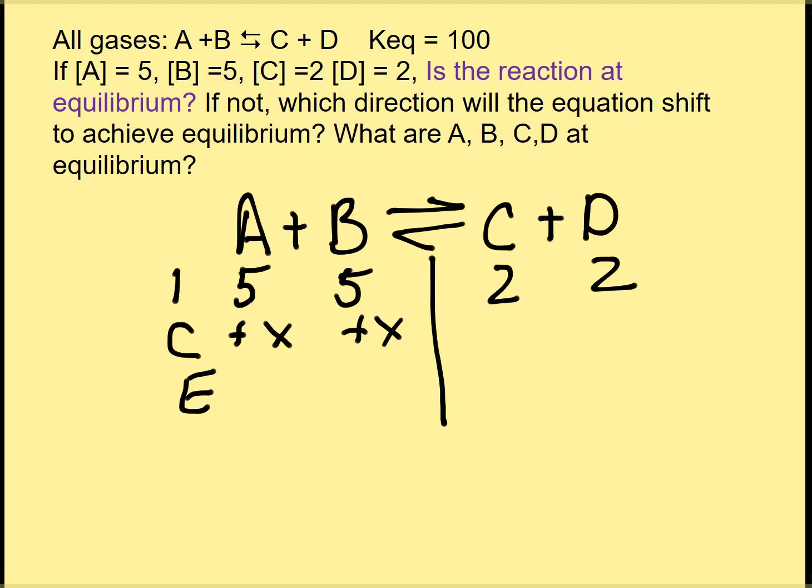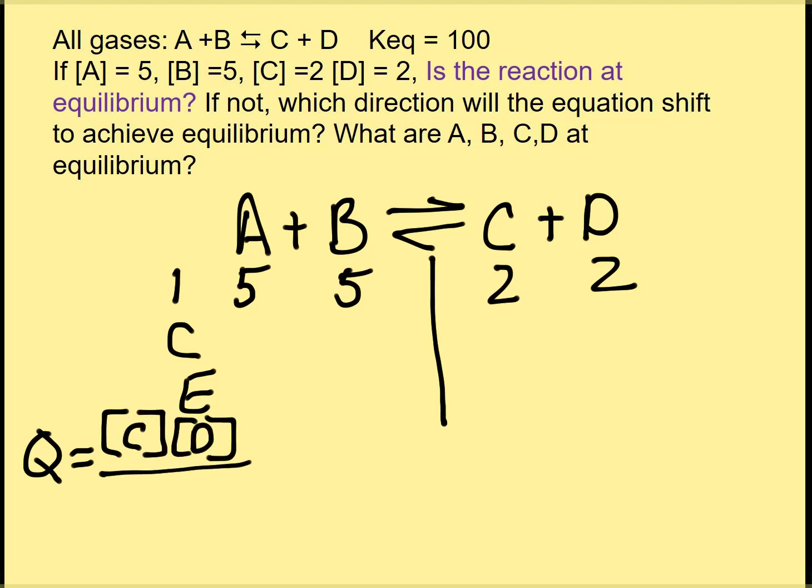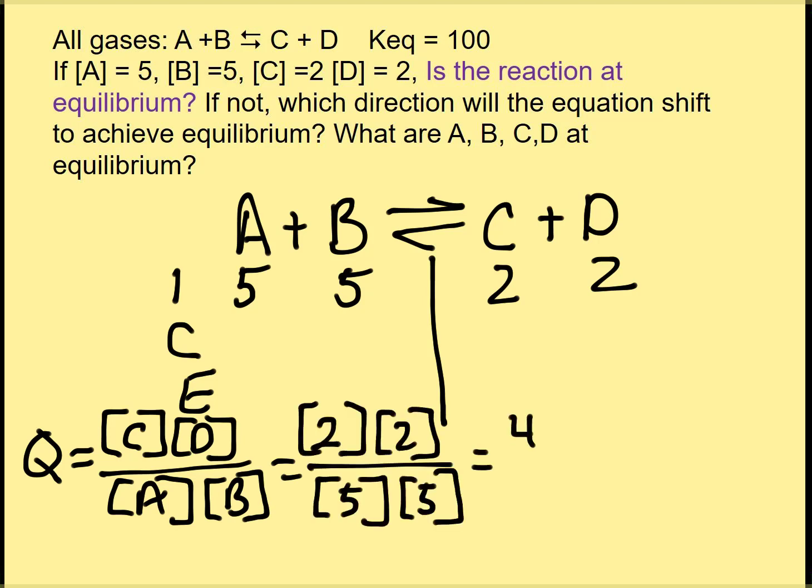So I need to write an equilibrium constant expression and solve for Q. So let me just erase those x's because, again, I don't know what is going to happen. All right, so instead of solving for K, we're going to solve for Q, but it's done the exact same way. So I'm going to have C times D over A times B. So let's go ahead and put those values in. And when I do my math, I get 4 over 25. And my value is 0.16.